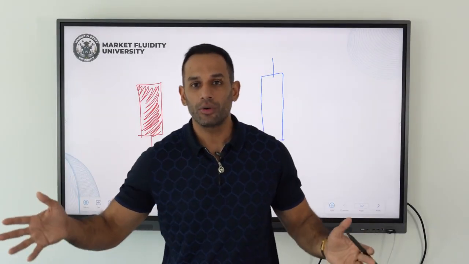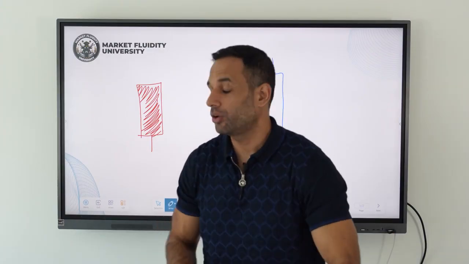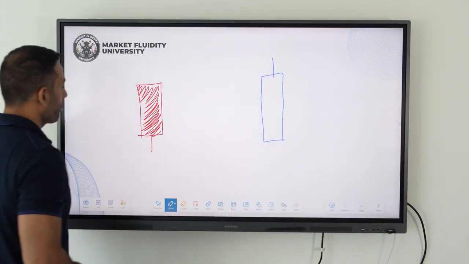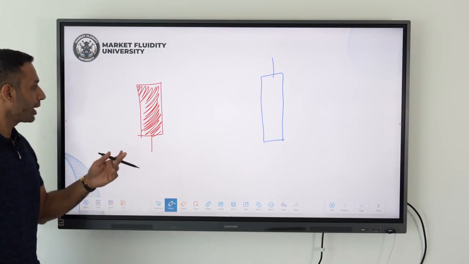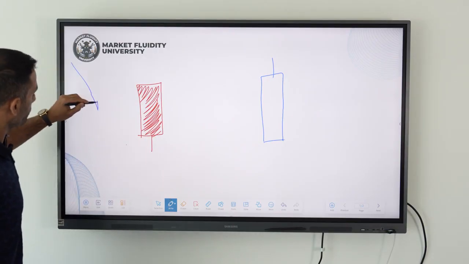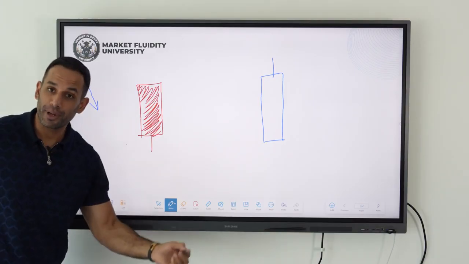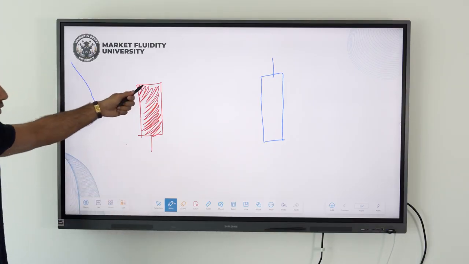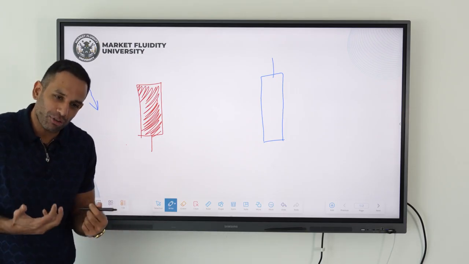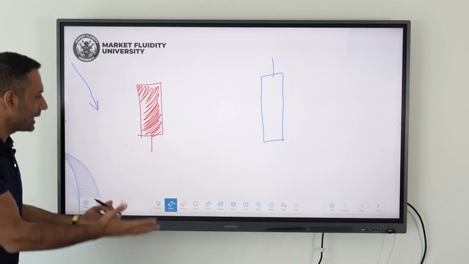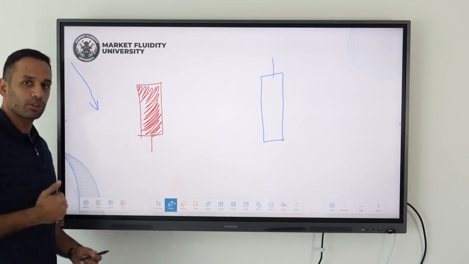Okay, so now we have the opposite scenario, and that scenario is, let's say you have a bearish candle that has a wick at the bottom and the trend is bearish, and we have no wick on the top. So what does this mean? You have to read the candles and then you have to ask yourself, what does this mean when the candle doesn't even have a wick on the top?